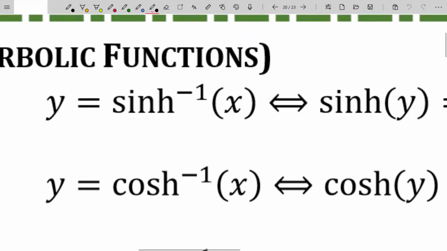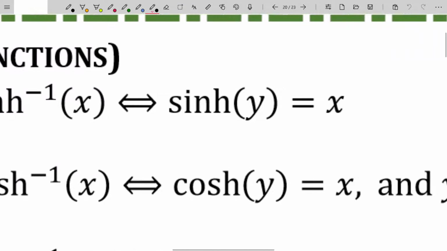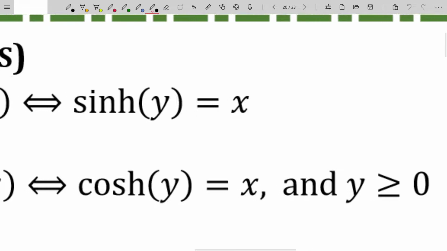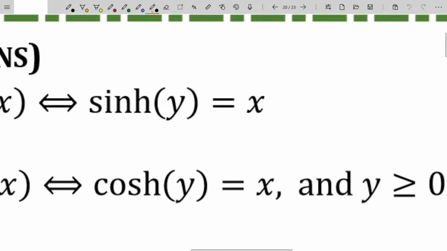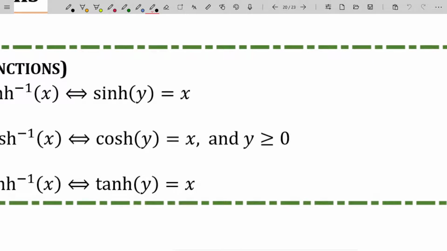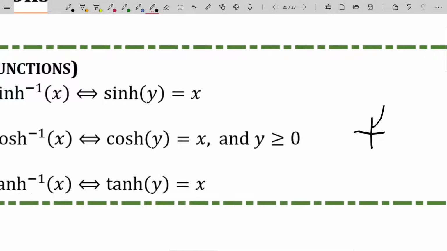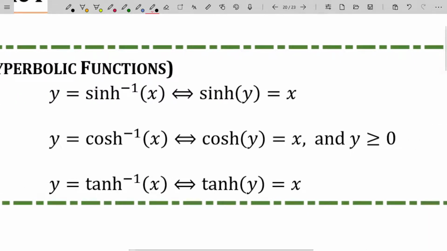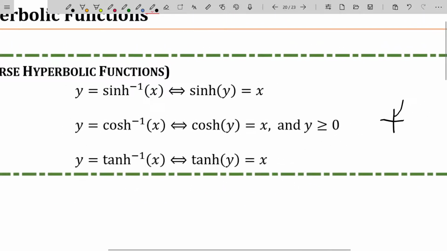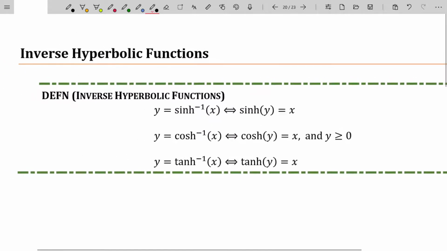Okay. y is equal to cosh inverse of x if and only if cosh of y is equal to x and y is greater than or equal to 0. That domain restriction is there on the cosh because the cosh is not invertible naturally. And so you have to restrict its inputs to be greater than or equal to 0 to get it to be invertible. y equaling the tanh inverse of x is true if and only if tanh of y is equal to x. And that is invertible naturally, so we don't have to worry about that. Those are the definitions of the inverse hyperbolic functions.